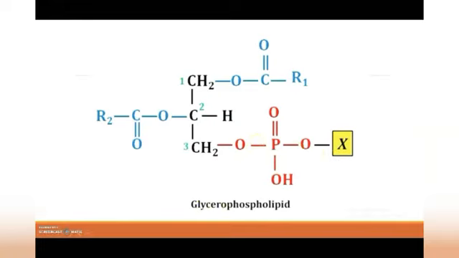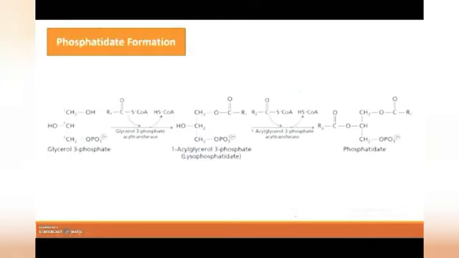Actually, the first step is the same as for triacylglycerol synthesis. It starts with the phosphatidate formation. The first reaction starts with the reduction of dihydroxyacetone phosphate, helped by glycerol 3-phosphate dehydrogenase as catalyst, to form glycerol 3-phosphate. Let's see the glycerol 3-phosphate here.